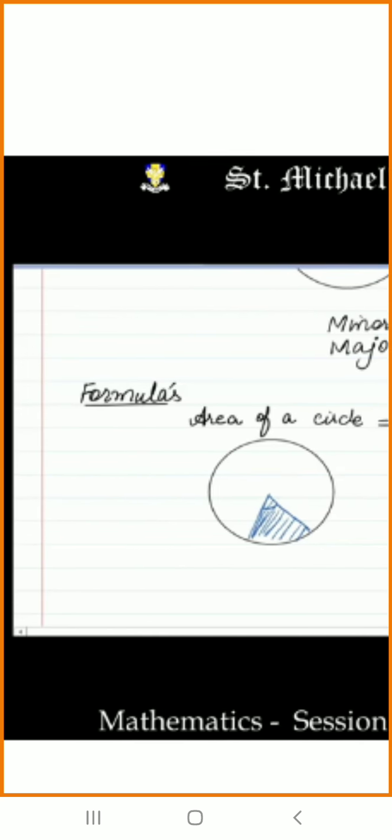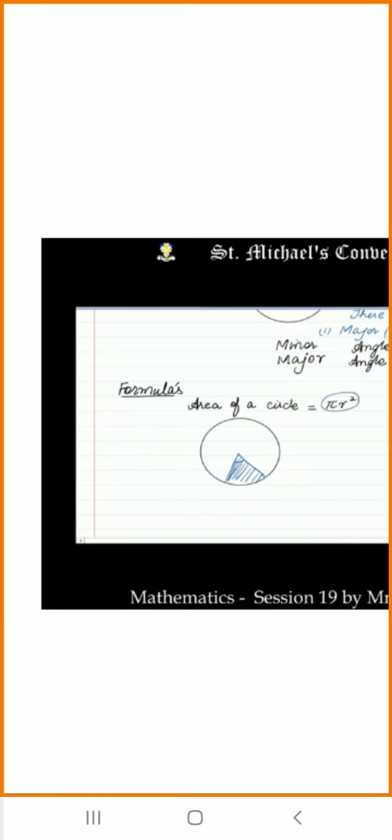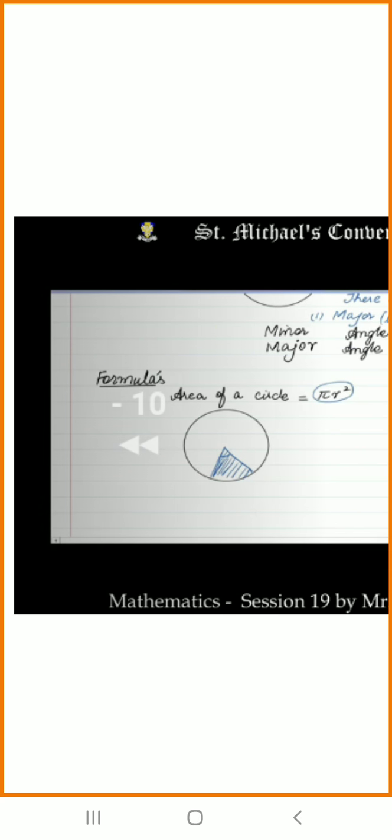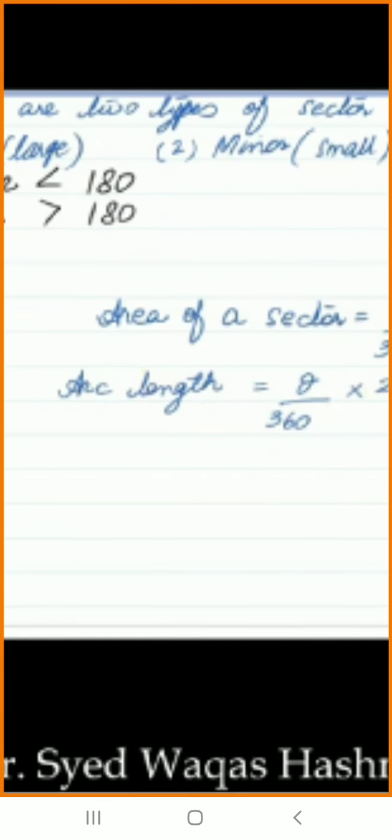Now, if I ask you one thing, let's suppose that it is a sector, right? And if I ask what is the perimeter? The simple definition of perimeter is that it is the sum of all sides. Now in that sector, how many sides can you see? So basically there are 1, 2, 3. There are 3. That is the definition of perimeter, right?